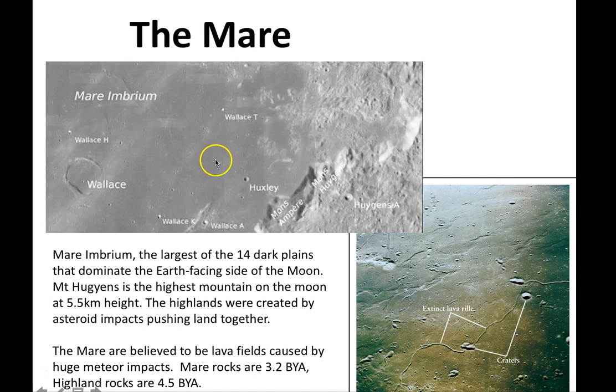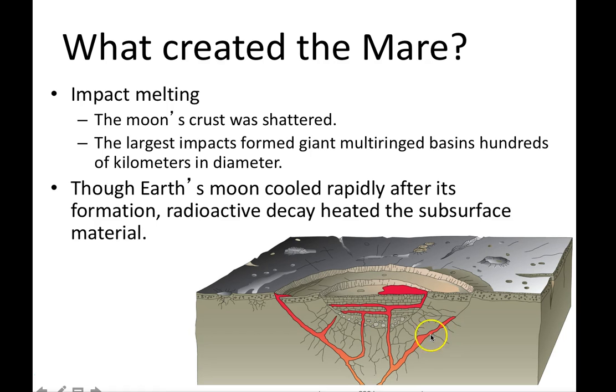The Maria are basically lava fields, and we'll show how that's been created. They occurred after most of the craters were formed, and we can see these rilles on the lava beds, basically where the lava cooled and various pieces of it broke apart from each other. And this is how we believe the Maria were created.